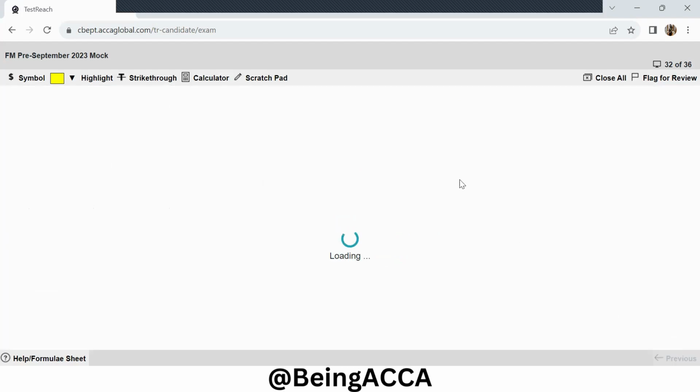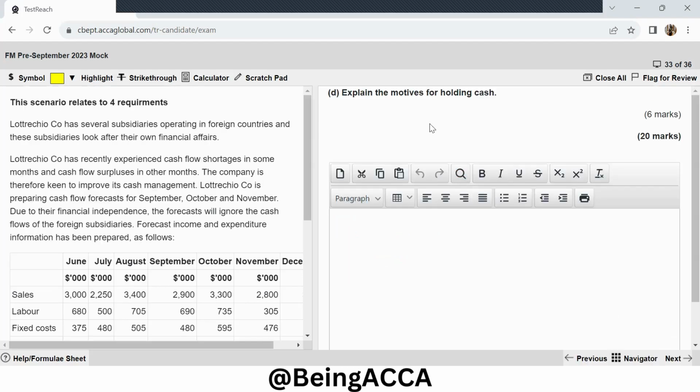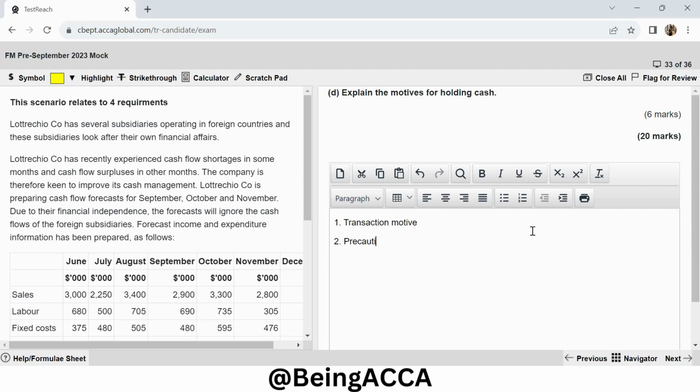Now let's move on to the next one. Explain the motives for holding cash. Now, this is a pretty straightforward question. It is straight from your book. Again, for 6 marks, that means 2 marks for each motive that we have learned. So what are the motives that we have learned? First is transaction motive, and then you have your precautionary motive, and then you have your speculative motive. I will just briefly explain all these motives to you now.